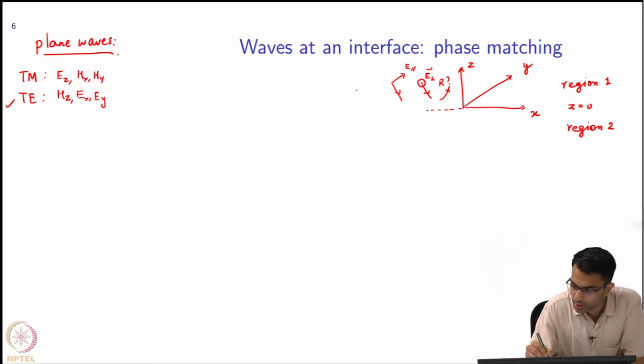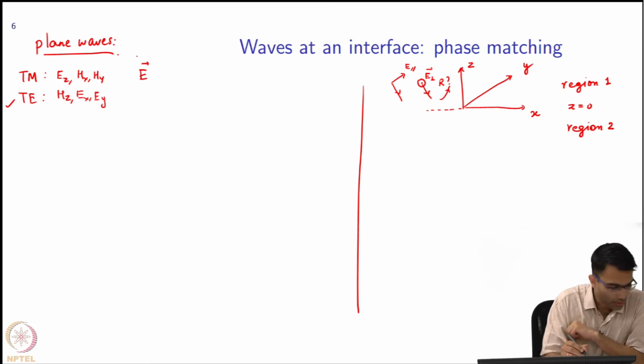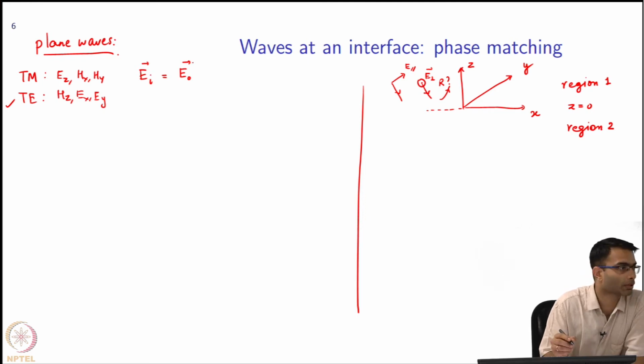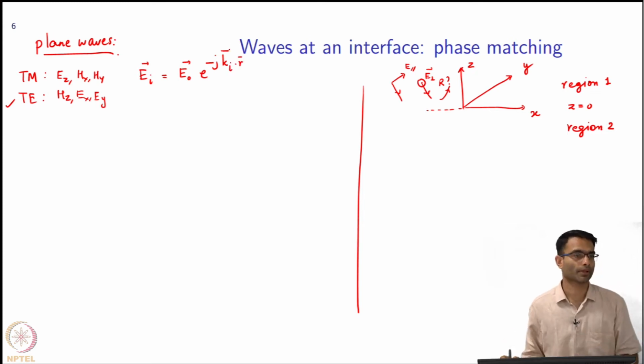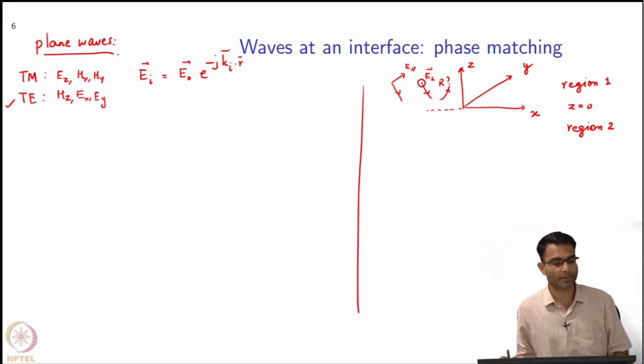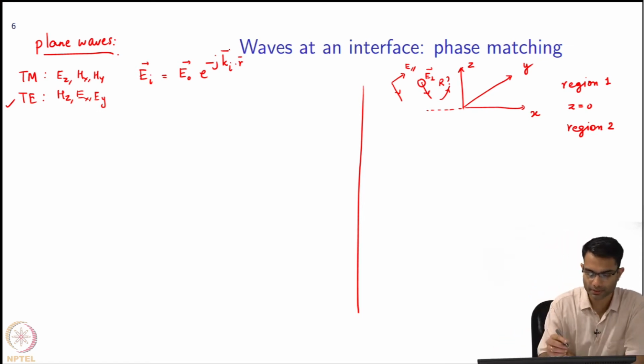So, this E incident is some vector E naught e to the minus j k, what should I call it, let us call it k I dot r. And E naught in this case is going to be a vector in the xy plane, right, because it is Ex Ey. So, whatever it is, we do not need to specify it.